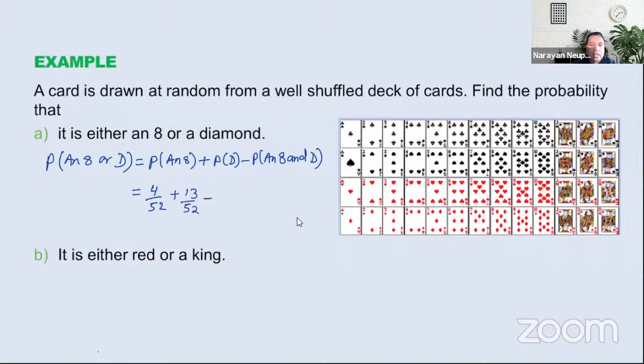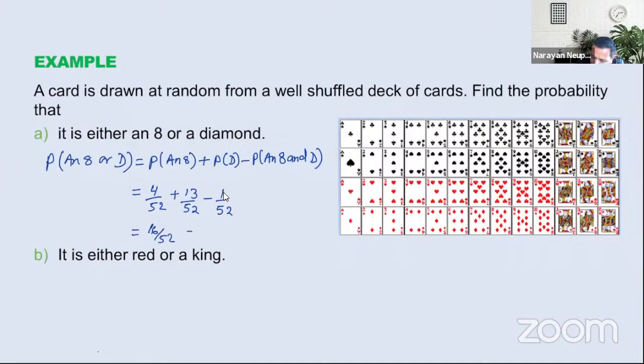minus the cards that are both 8 and diamond. We have only one of them here. So it is 1 out of 52. So now you have a common denominator of 52. In the numerator, you have 4 plus 13 minus 1, which is 16 out of 52. So that becomes 16 out of 52.